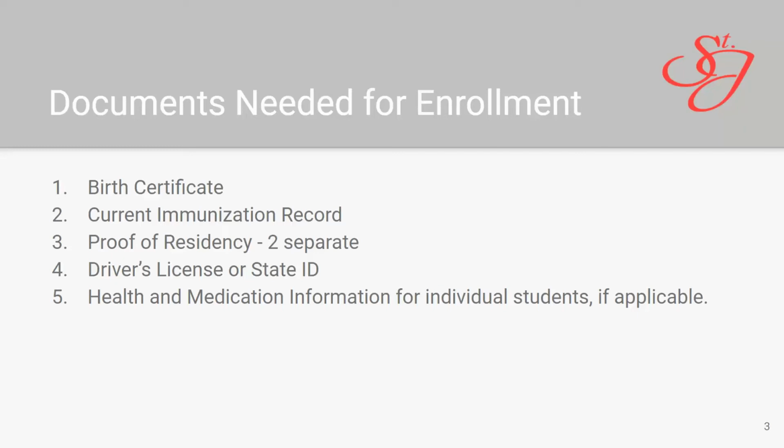you're going to need your child's birth certificate, a current immunization record for your child. There's two separate pieces of proofs of residency, as it is required that you live within the St. John's Public Schools boundaries to enroll, and you're going to need a driver's license or a state ID for the parents or guardians, and then any health and medication information for individual students, if applicable.